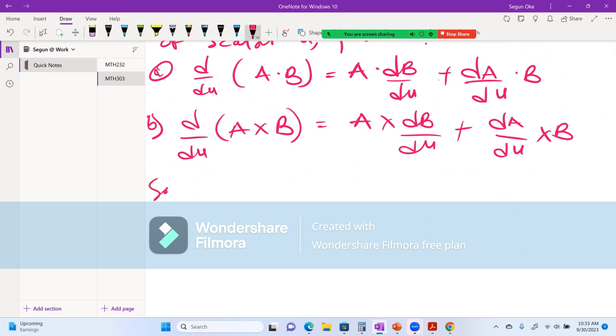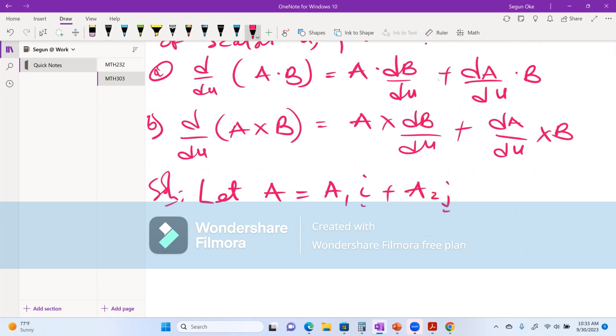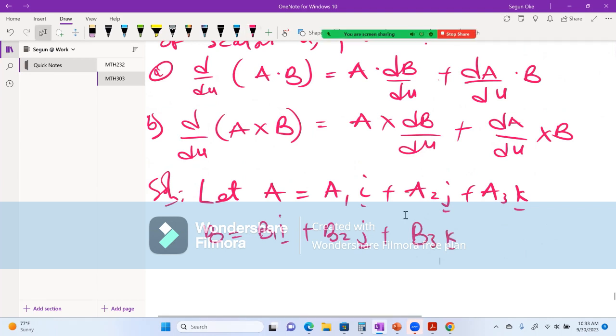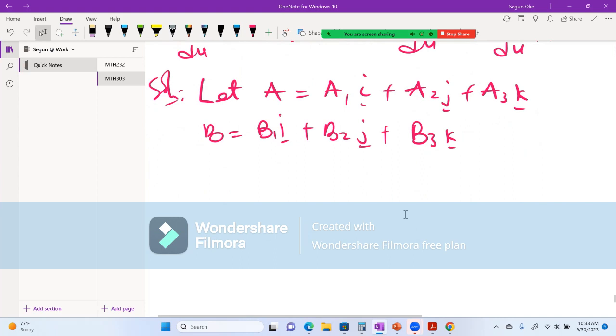Okay, let's solve this problem. Solution. Let A equal A1 i plus A2 j plus A3 k. Then our B also equals B1 i plus B2 j plus B3 k. Now, remember when you say dot, it simply means component by component.